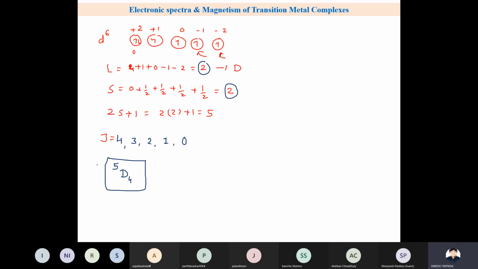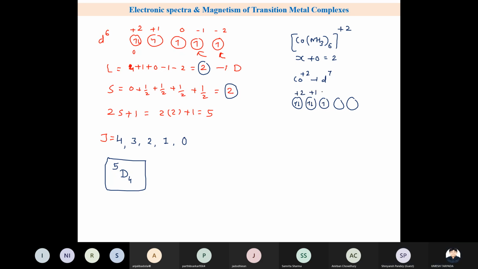You can also find the term symbol for a complex, where you can decide which orbital is occupied. For example, the complex is Co(NH3)6 2+. First you calculate the oxidation state of cobalt, which is plus 2, so cobalt 2+ is nothing but D7. Now you can write down the 7 electrons, but the complex is a strong field, so rearrangement of electrons takes place because NH3 is a strong ligand. In this way the electrons get accommodated.